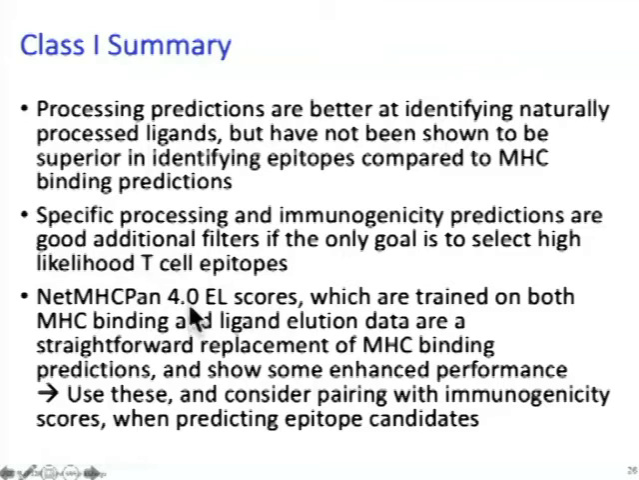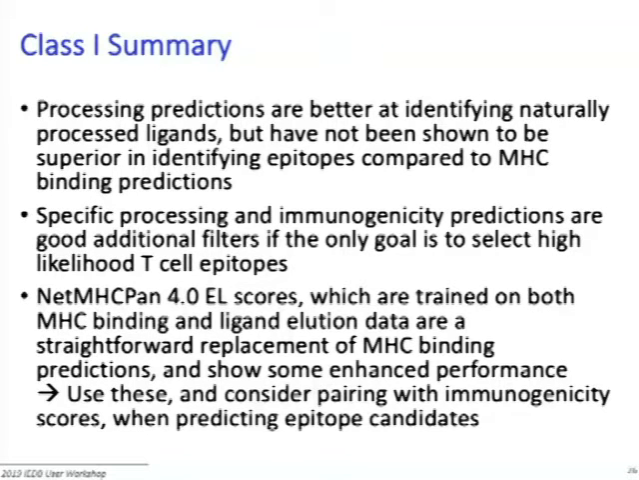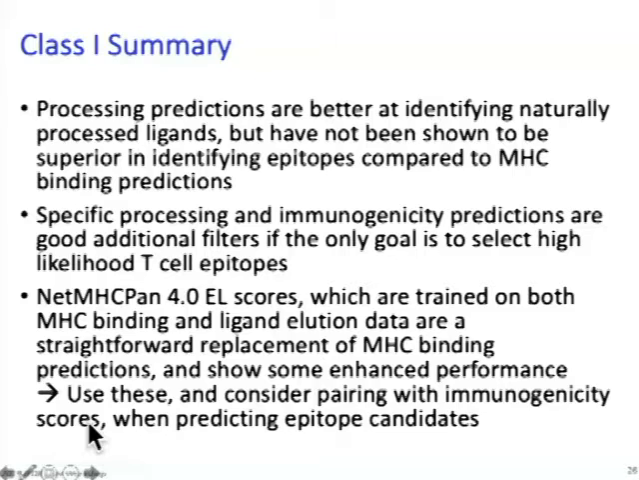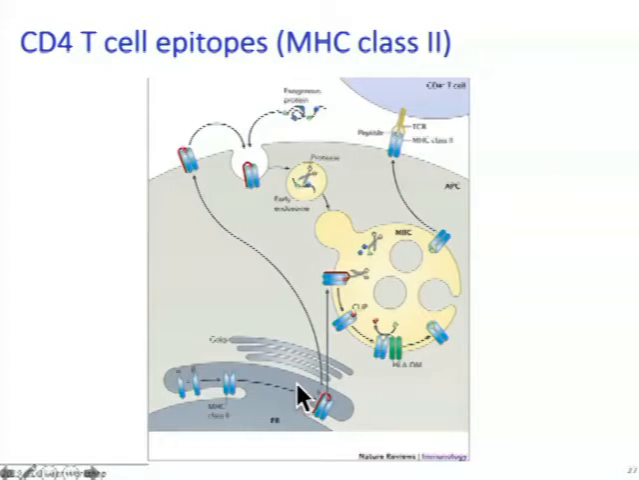Overall, we would recommend using the NetMHC 4.0 EL scores. That's also what Sino said, which are clearly the best in predicting binding affinity. The benchmark Sino showed is that they are currently our best approach of directly predicting the likelihood of a peptide to be an epitope, and consider pairing these with the immunogenicity scores. That is something we should also do internally, to weigh these two things together, because there does seem to be an independent of processing and presentation factor of certain amino acids being more likely to be immunogenic. So that's what I have for class 1.